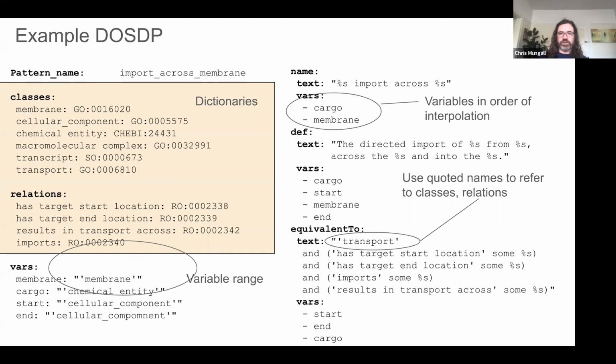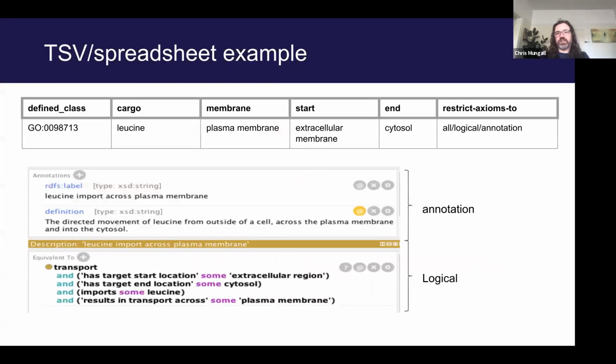So what you can do with this then is feed TSVs into the system, so that if you have a new class that you want to define, you essentially fill in some of the variables.